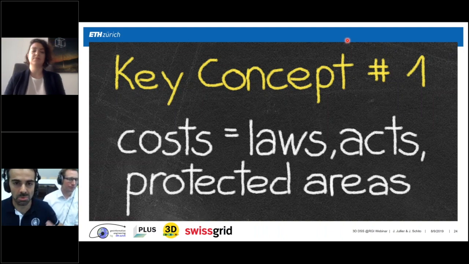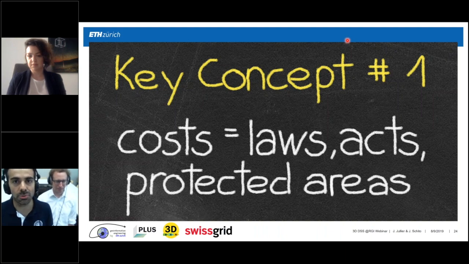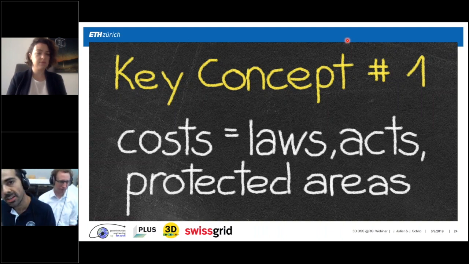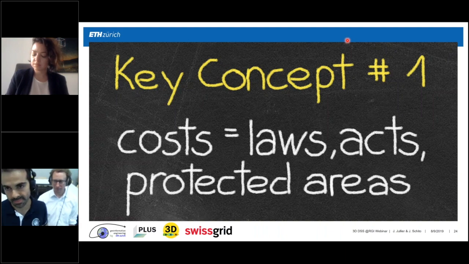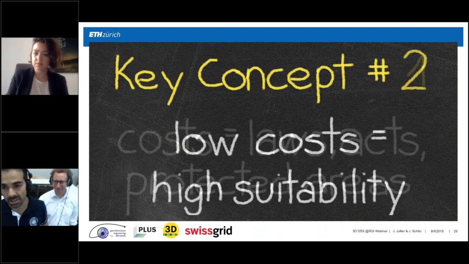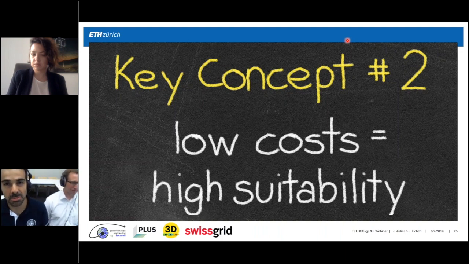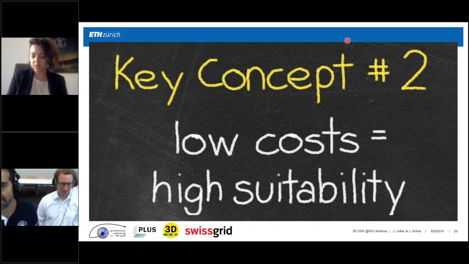You define a specific amount of costs so that the future line shouldn't pass this area which is very costly. So costly areas should be avoided, whereas cheap areas, in terms of virtual costs, should be preferred. The second key concept is, as I told you before, that if costs are low, then the suitability for a new power line accordingly is high. These two concepts together we put into a frame, into a system, in order to compute the solution automatically.